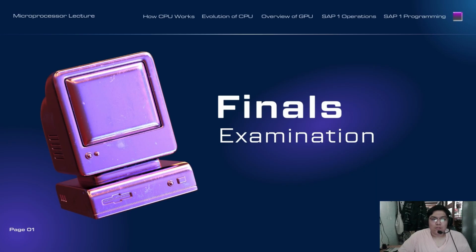So we need to explore how the CPU operates, how it has evolved over time, and how it interacts with other key components like the memory and GPUs, which we'll talk about later also, along with the overview of CPU and the evolution of it. Then lastly, we'll discuss the SAP1 operations and its programming. Along the way, we'll also discuss some examples of each topic and some major takeaways.